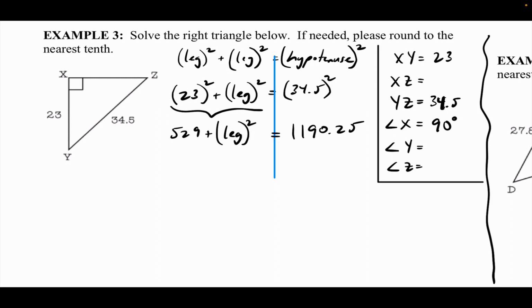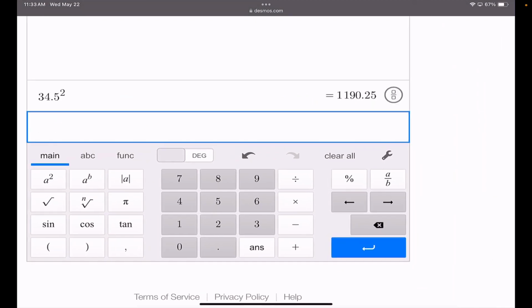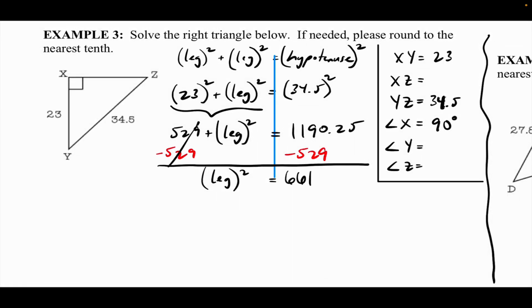What do I do next? Yep, subtract 529. So that number that I just calculated minus 529, I get 661.25. So is that the distance from x to z? Is it 661.25? Seems a little big.